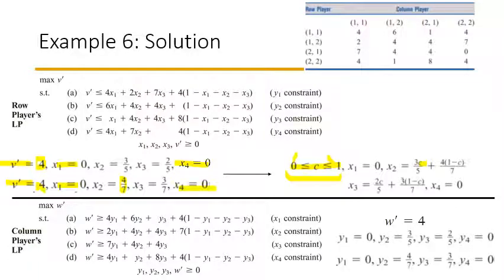Similarly, for the column player, we also have multiple optimal solutions. To obtain the line between these two extreme points, again, you use this concept of linear combination.